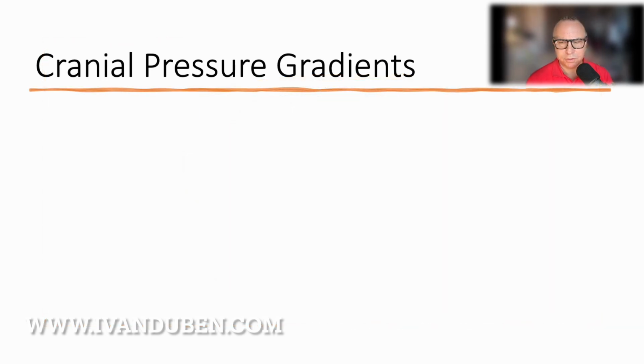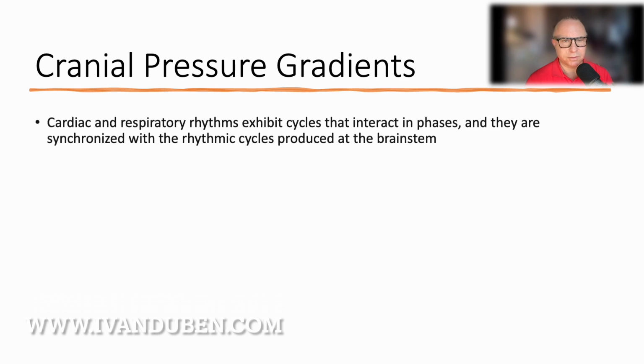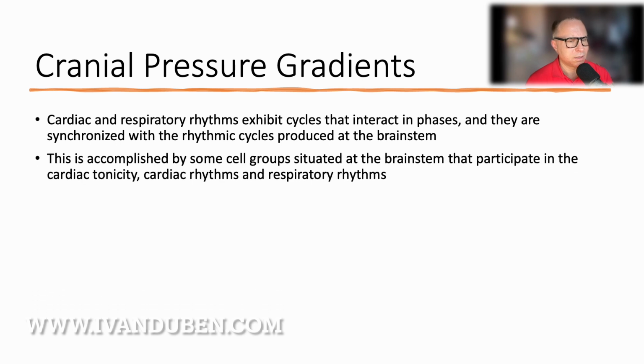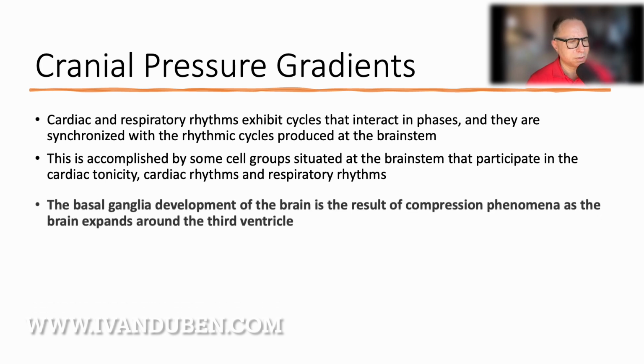Briefly touching upon this topic, this is coming from Osteopath Torsten Lehm. The cardiac and respiratory rhythms exhibit cycles that interact in phases, and they are synchronized with the rhythmic cycles produced at the brainstem. This is accomplished by some cell groups situated at the brainstem that participate in the cardiac tonicity, cardiac rhythms, and respiratory rhythms.